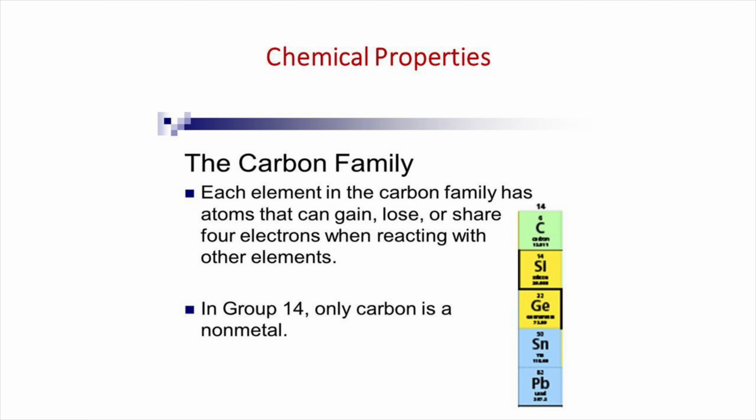Next, we can discuss the chemical properties of the carbon family. The group 14 elements have ns2 np2 outer electronic configuration. So, each element in the carbon family has atoms that gain, lose or share 4 electrons when reacting with other elements. In group 14, only carbon is a non-metal.